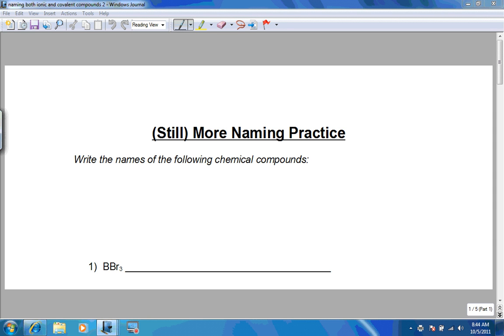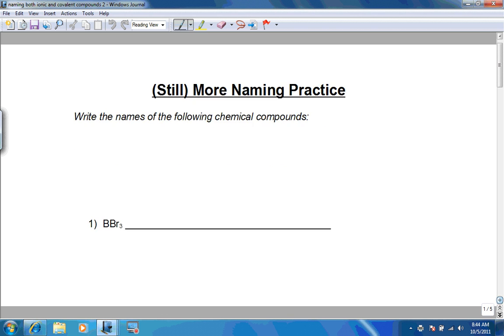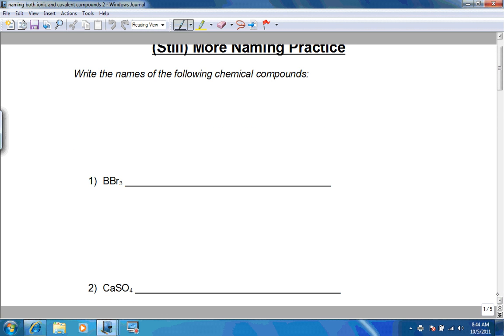Okay, we are continuing with naming ionic and covalent compounds and determining which is which. So for worksheet number 2 of naming both ionic and covalent compounds, we are going to start with determining what type of element it is before we determine how we're going to name it.